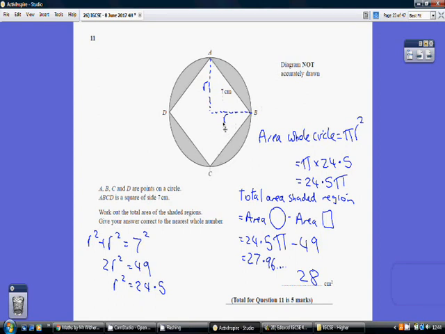Or alternatively, you can do what I've done, and I'm just looking at these two radiuses here, and again by Pythagoras I'm saying this radius squared plus this radius squared equals 7 squared.